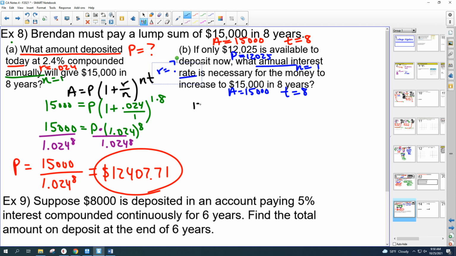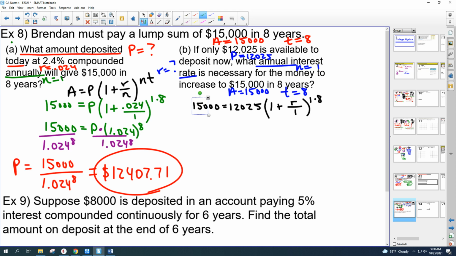So the formula says final amount equals starting amount times 1 plus, I don't know the rate, so I'm going to leave that variable in there, R, over 1 to the 1 times 8. I'm just doing them all the same. I fill in what I know. Hopefully there's only one variable, and I can find that variable.